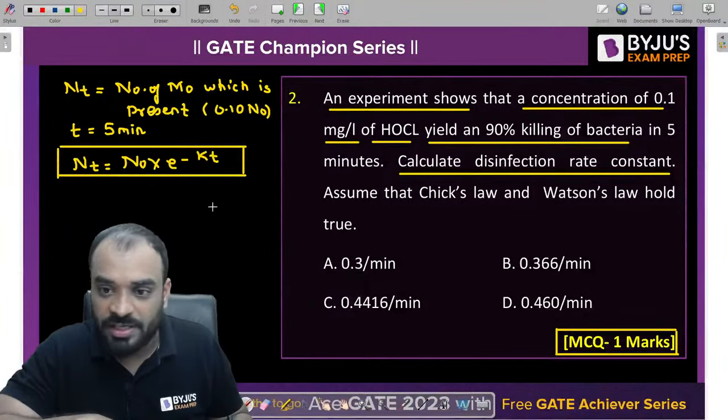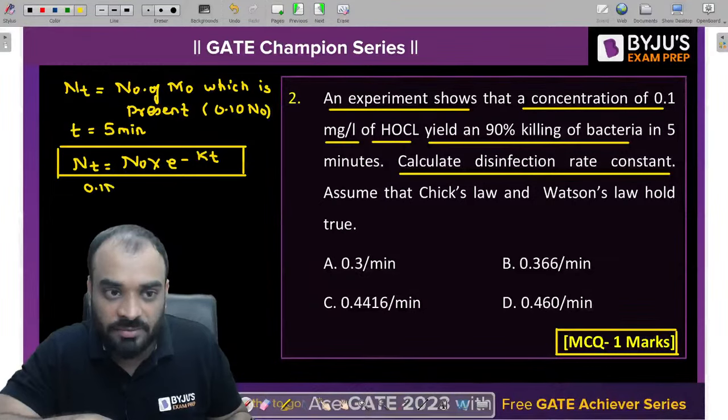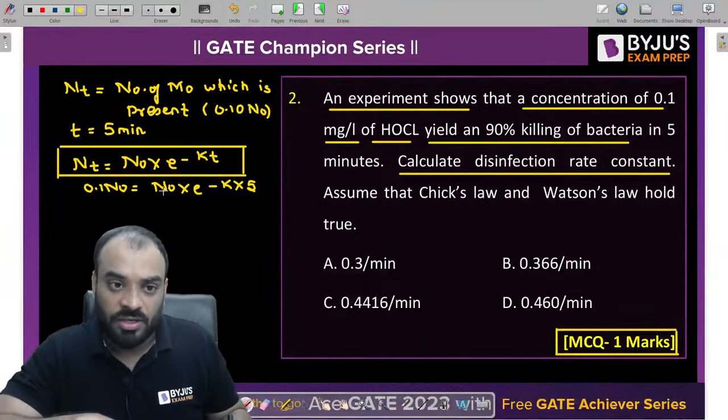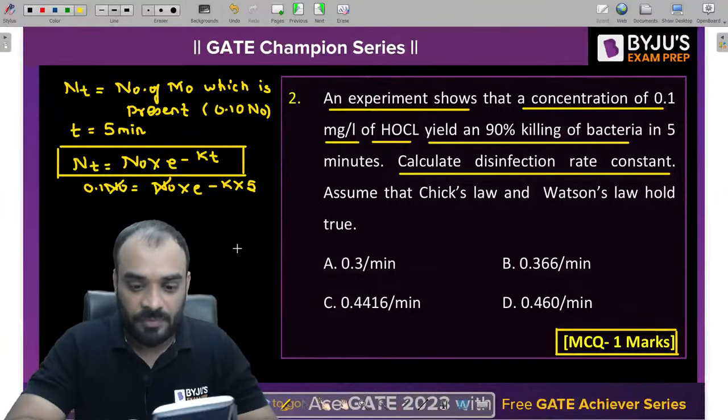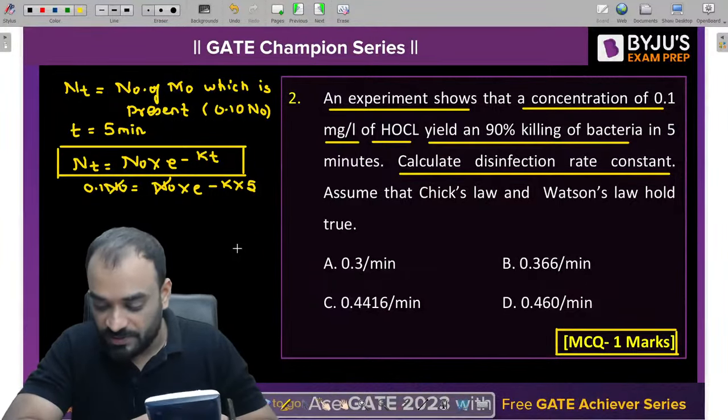So NT is equal to how much? Can I say that only 10% is remaining? So can we write here 0.1 times n0 is equal to n0 multiplied by e raised to power minus K into T. T is 5 minutes. Okay, let's cancel the n0 and ultimately we need to take the ln on both sides. So ln 0.1.